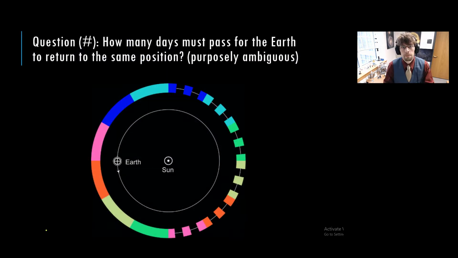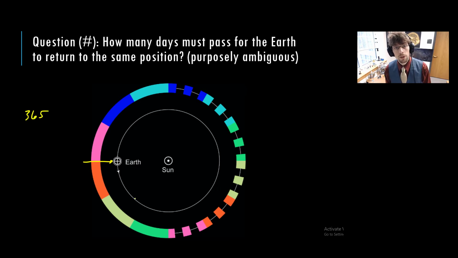Question for you. First off, if the Earth starts at this location in its orbit, right there, how many days must pass in order for it to return to the same position? You got it? Good. And I'm going to guess that some of you said 365, right?